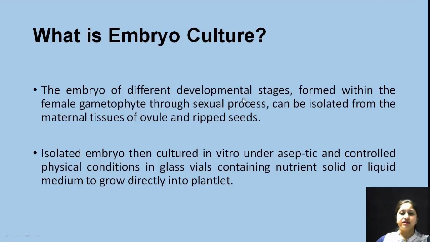The embryo of different developmental stages formed within the female gametophyte through sexual process can be isolated from the maternal tissue of ovule and ripe seeds. Isolated embryo is then cultured in vitro under aseptic condition and controlled physical conditions in glass vials, or we can say in laboratory conditions, containing nutrient solid media or liquid media to grow directly into plantlets.